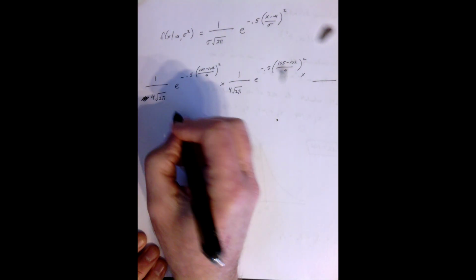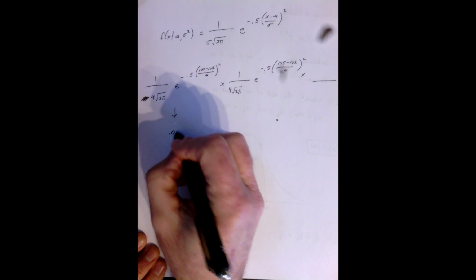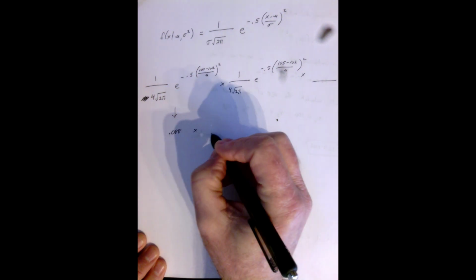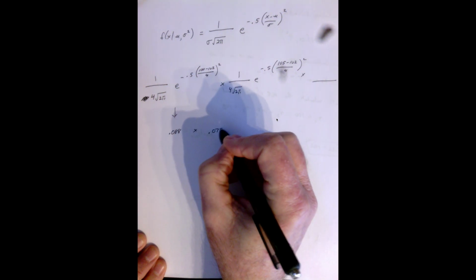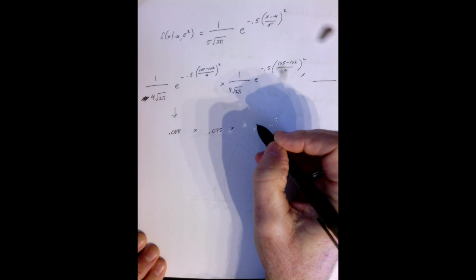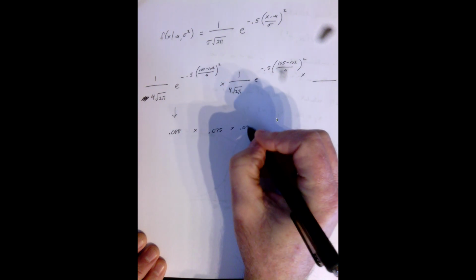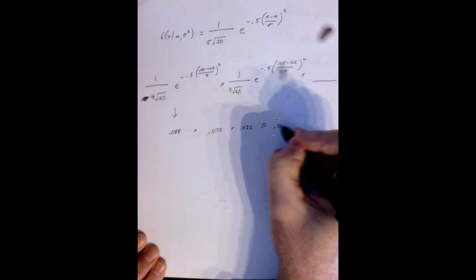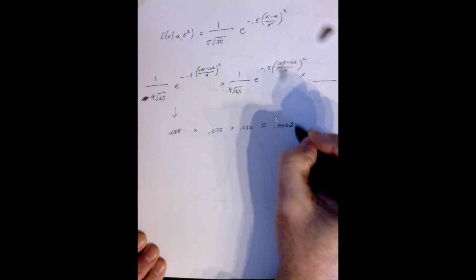I get for the first term 0.088, and I get 0.075 for the next term, and I get 0.032, which is approximately 0.000212, which is very, very close to what we got in R.